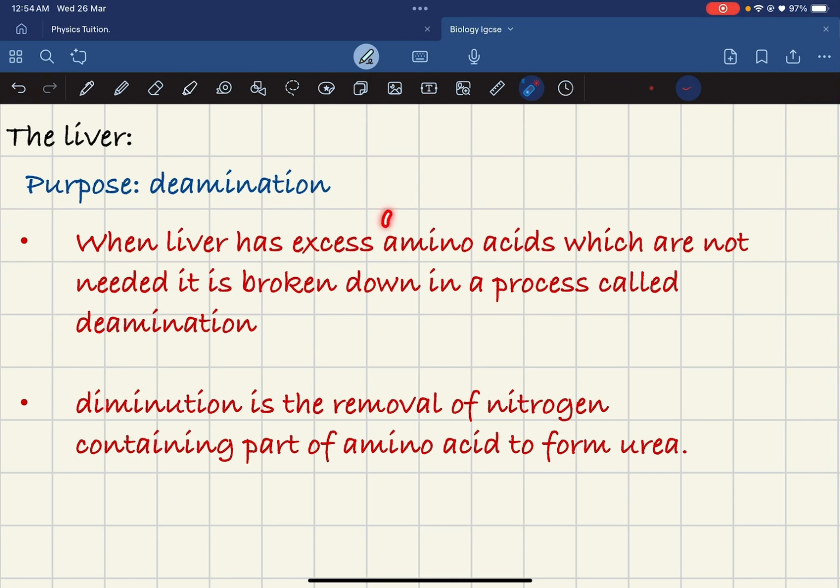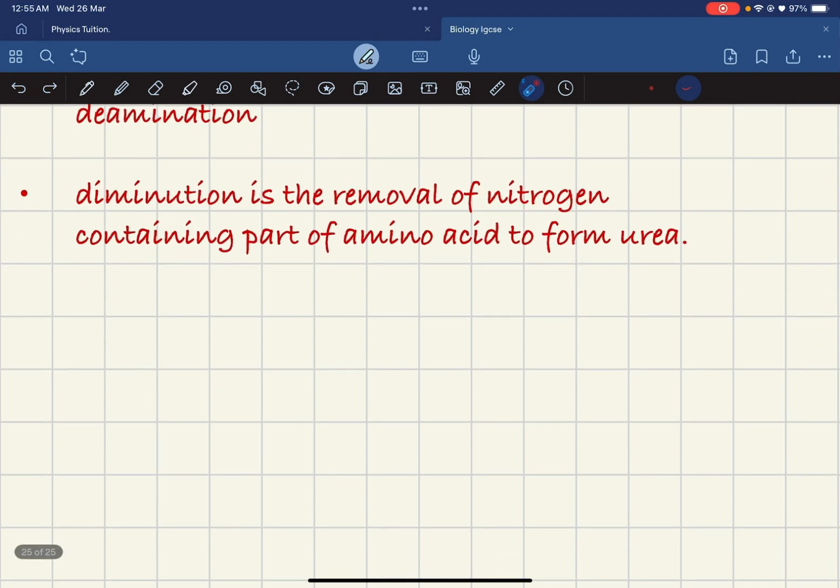intake a lot of proteins and now the proteins are broken down into amino acids. Now when our body doesn't need a lot of amino acids, like it has used the amount it needs, now you have excess amino acids, what it's going to do is break down the amino acids in a process called deamination, okay? So that the amino acids can be excreted out, okay? Because amino acids can't be stored, okay? They can't be stored, so they have to be broken down in a process called deamination.